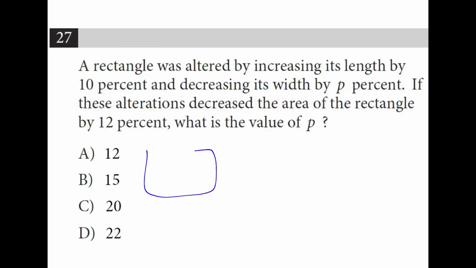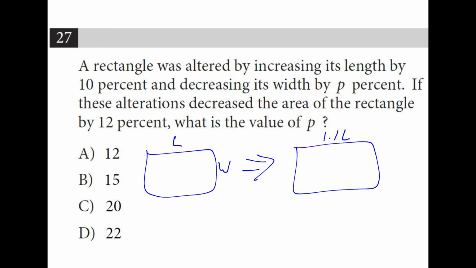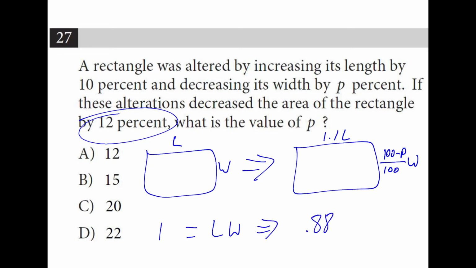So if this is our original rectangle, it has a length and it has a width, and we're going to a new rectangle, and the length is now 1.1 L, because we're increasing by 10%, and the width is now represented like this. We don't know exactly how much we decreased by, but we do know that the overall area decreased by 12%. So LW, if it was 1 over here, it is now 0.88 over on the right side.